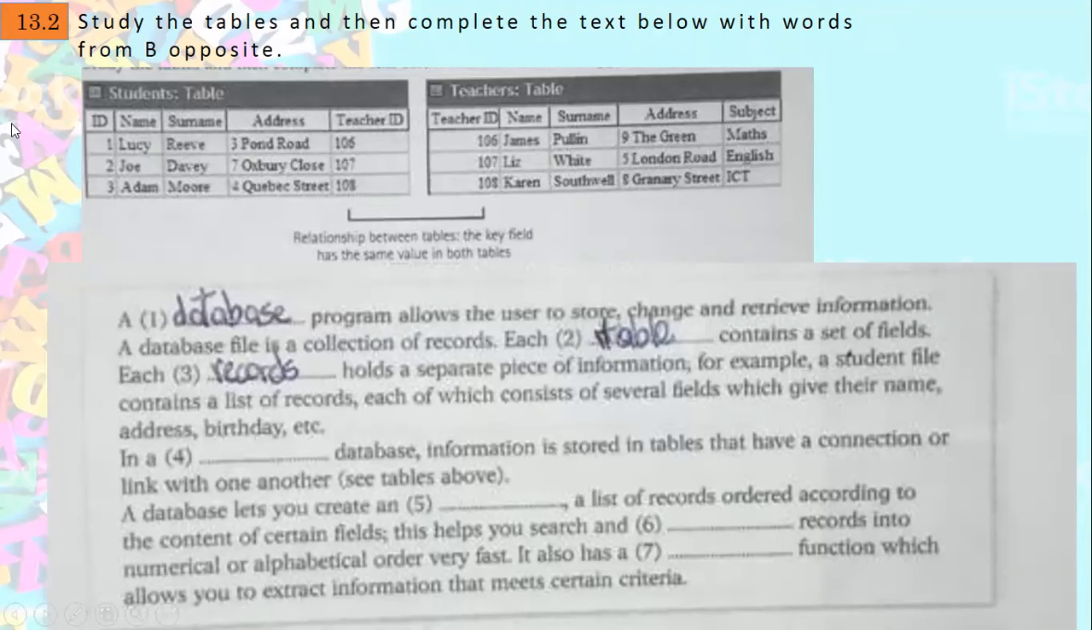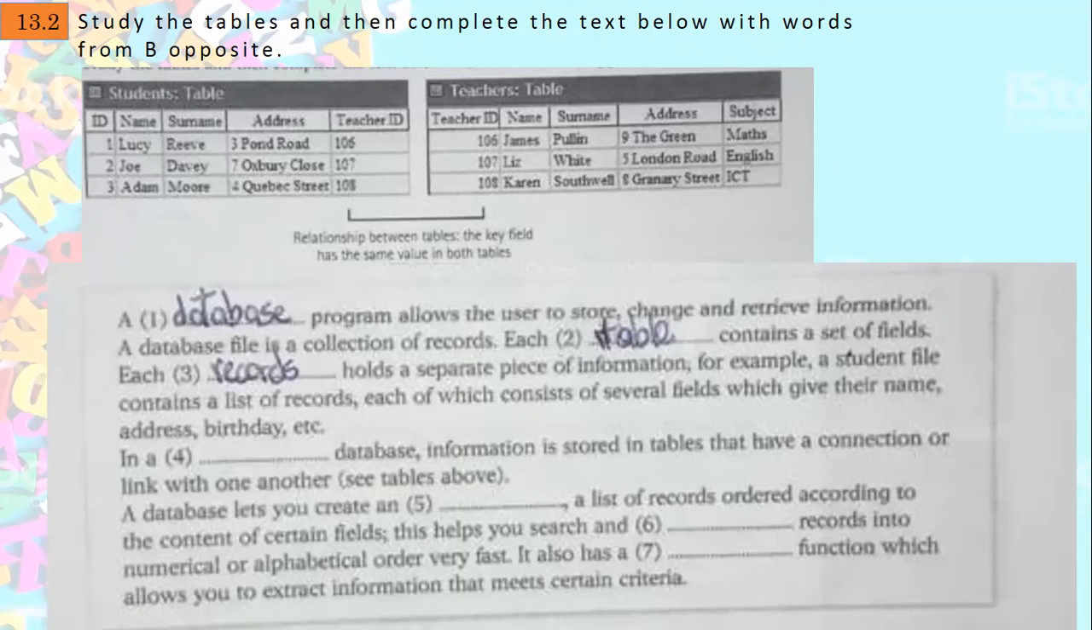Okay. Exercise 13.2. I don't have this complete because it was so difficult for me. So I don't have it all, but I can read the part that I have completed. Okay, study the tables and then complete the text below with words from the opposite page.